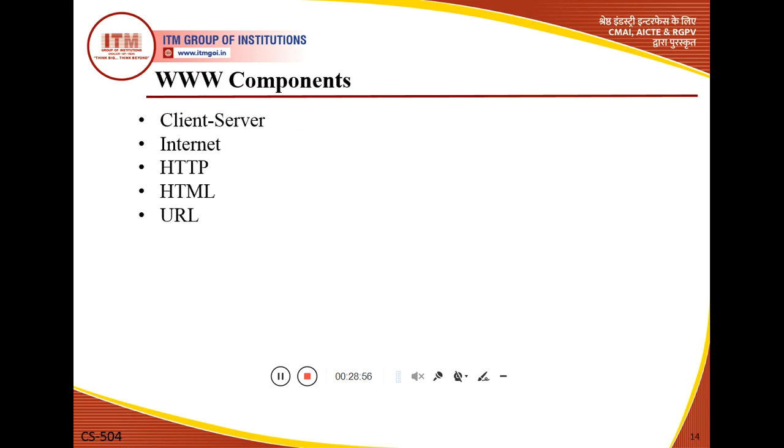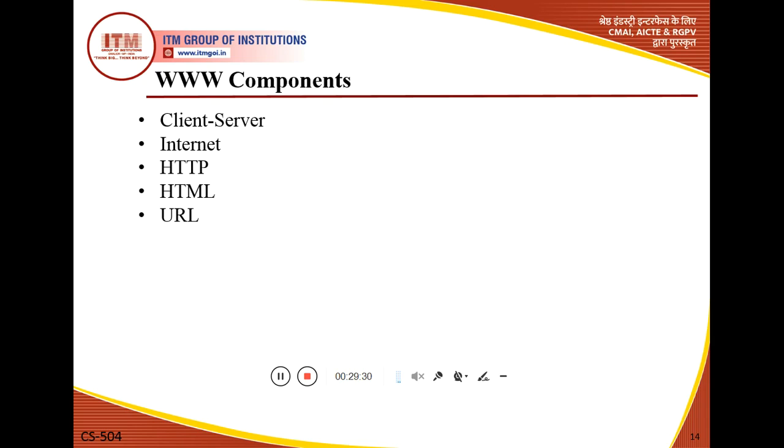Now, what are the components that represent www? There are some components that are very helpful for discussing the concept of www. The first component is client and server. So www is based on the client and server architecture approach. It follows the concept of the client and server model.